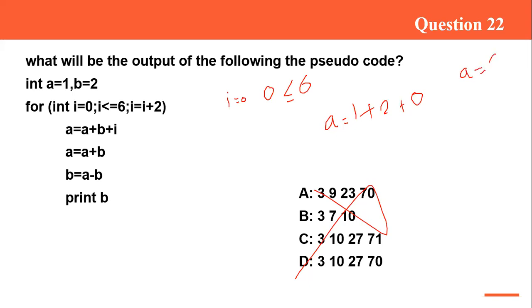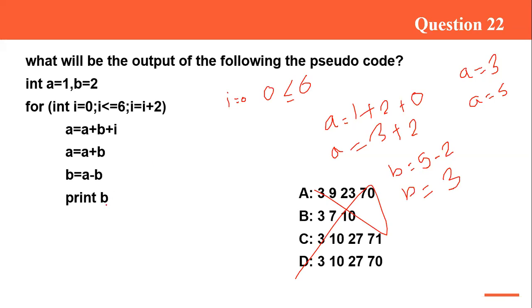I'm just writing it on the right side. Then A equal to A plus B. That means A is equal to 3 plus 2, which is 5. So A is updated as 5. Then B is equal to A minus B. 5 minus 2 is 3. So B has become 3.